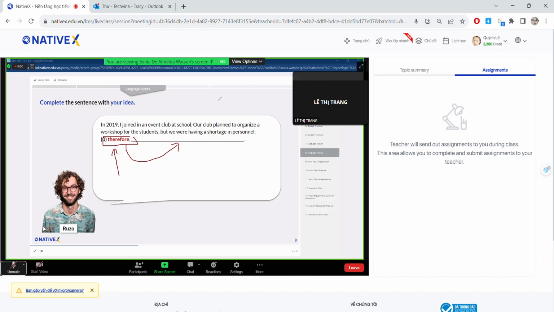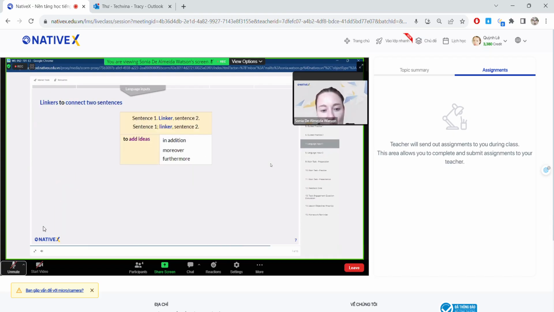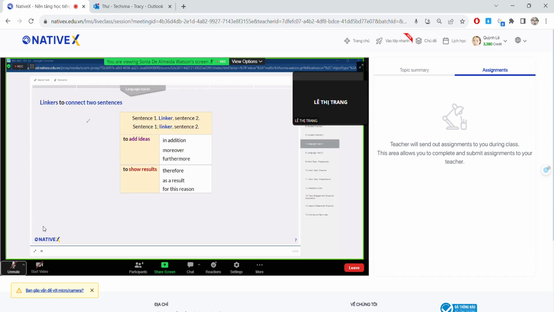I think it is more ideas. No, that's not right. Let's look again. Let's look back at this page over here. Where's the linker? Therefore, so this is the result. He's going to talk about the result. Very good. Okay, thank you, Trang.